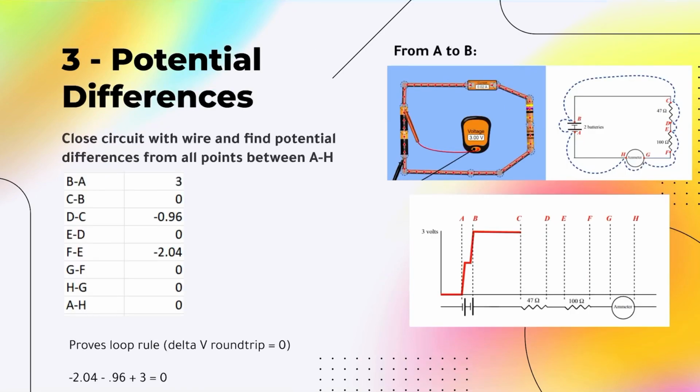Now we're going to close the same circuit with a wire, and we're going to measure the potential differences between every point on the diagram to the right. I've displayed a table with my results. We can use this to prove the loop rule, which says that the round-trip potential difference must be equal to 0, and an example of this is shown below.